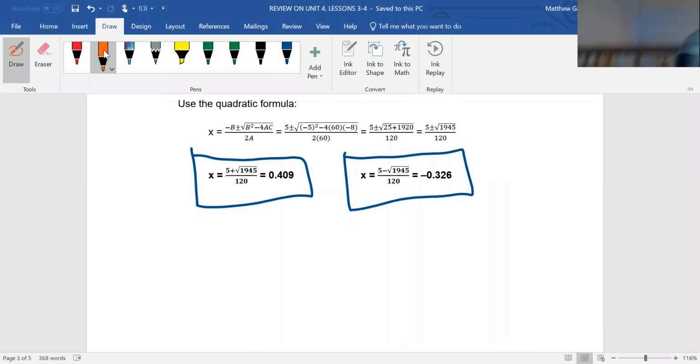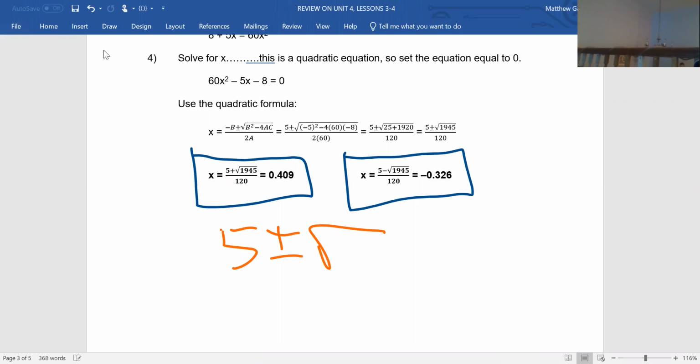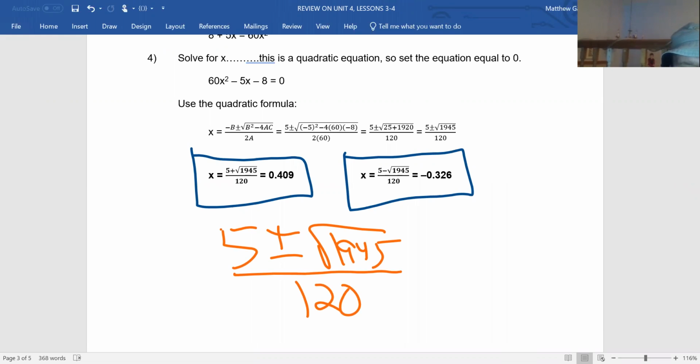All right, so we get 5 plus or minus 19. I broke down 1945 this time. It becomes, I believe, 19, there's 389 in here. 1945 divided by 389 is 5. The 5's not a perfect square, so you wouldn't touch that.